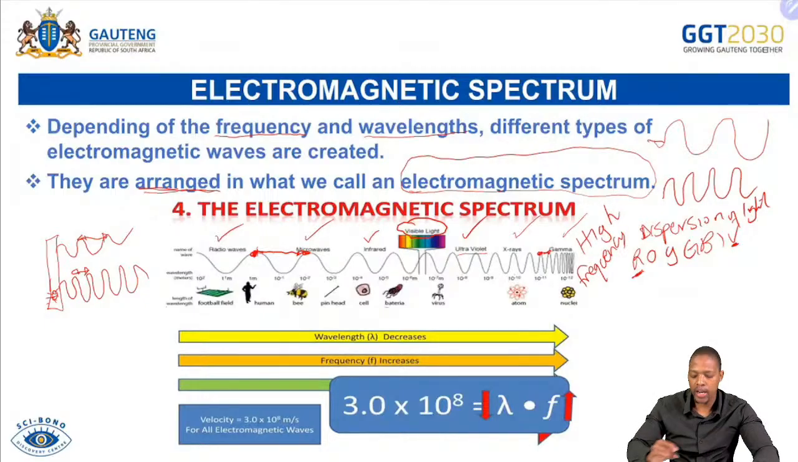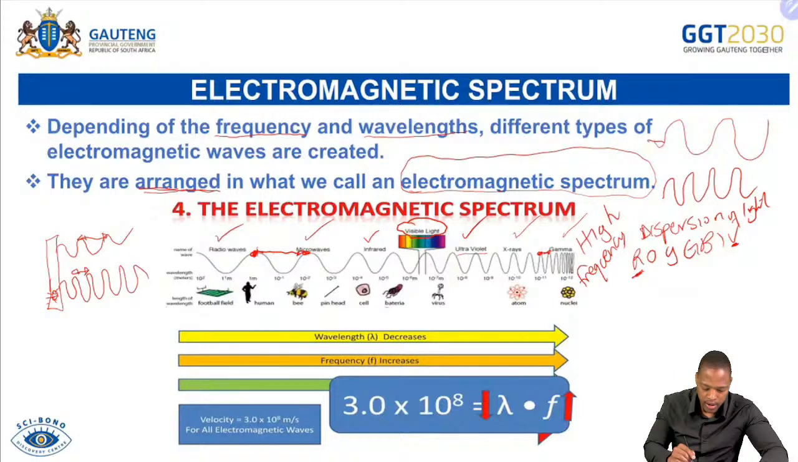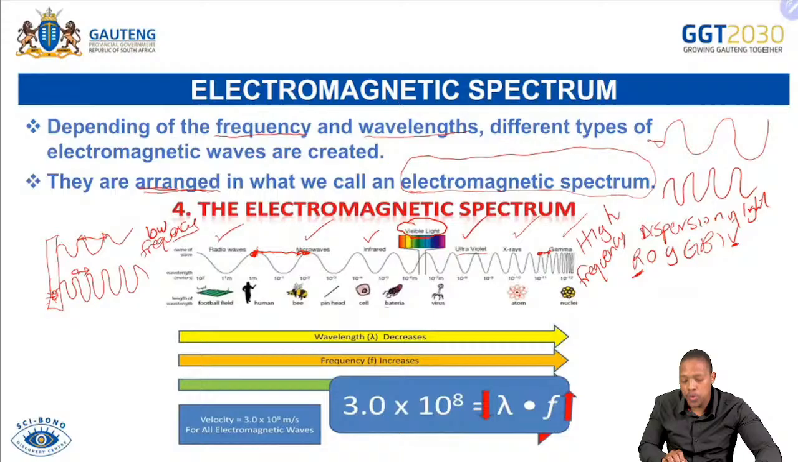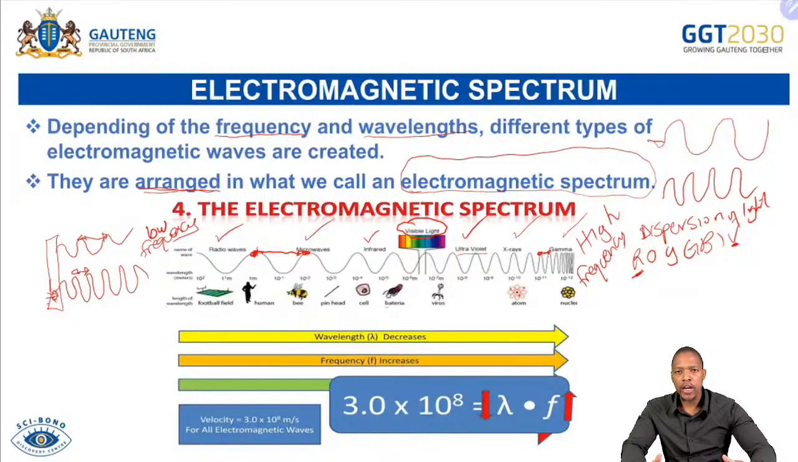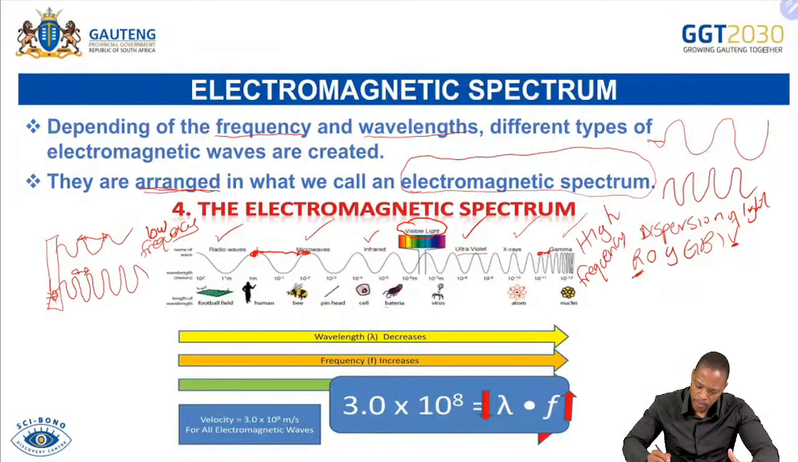So they are arranged in terms of increasing frequency. So it means here we have low frequency. This side we have low frequency. And going to the gamma rays, they have high frequency. So the radio waves have the lowest frequency. And again, if you think of what we were speaking about last week, we said red in the dispersion has the lowest frequency. So look at how it is even arranged here.